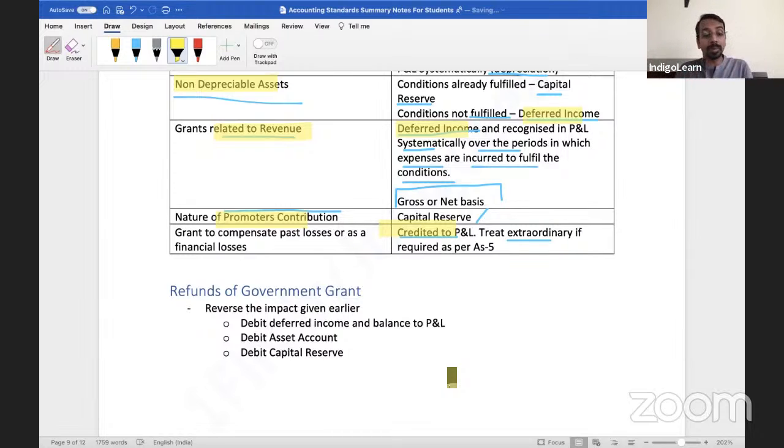Now, what to do when the government takes back the grant? Simple. What did you do when the government gave you grant? I reduced from the cost of asset. Okay, add it back to the cost of asset. No. I credited it to deferred income account. Debit it to deferred income account. No. I had credited to capital reserve. Debit it to capital reserve. Sir, but there is no balance left in deferred income account. Debit it to P&L. Simple, right? Whatever was the treatment given earlier, you have to reverse that.